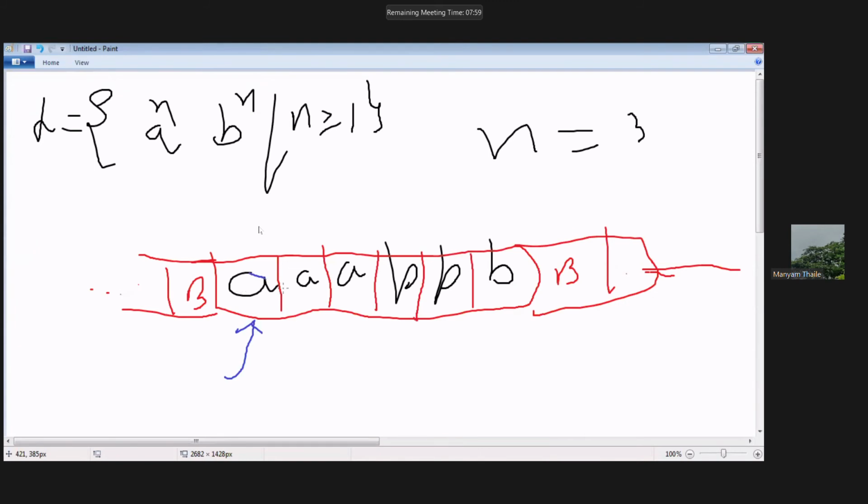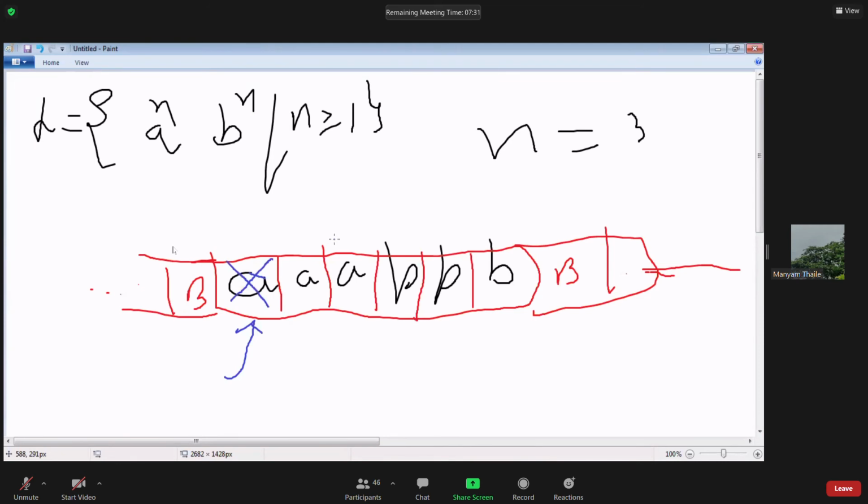Then what is the language here? Equal number of A's followed by an equal number of B's. So first it reads the A. Now it marks it X. That means it counts 1 A. Then it finds the next B.